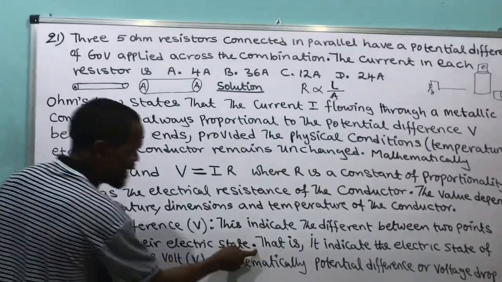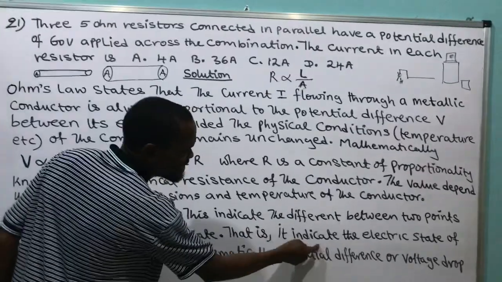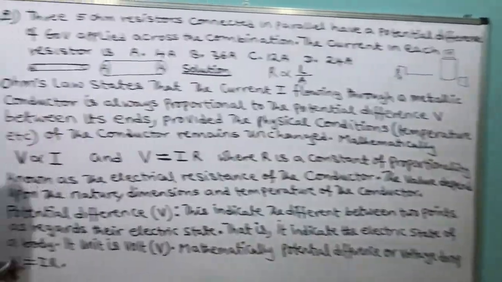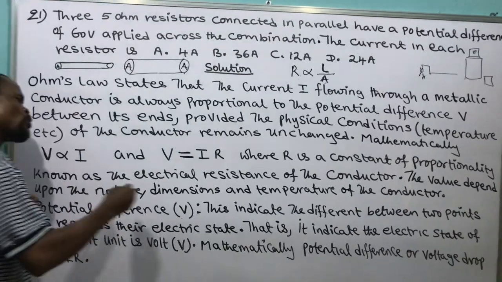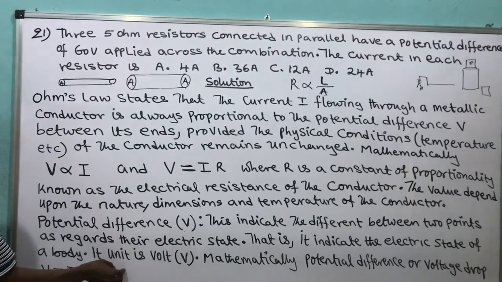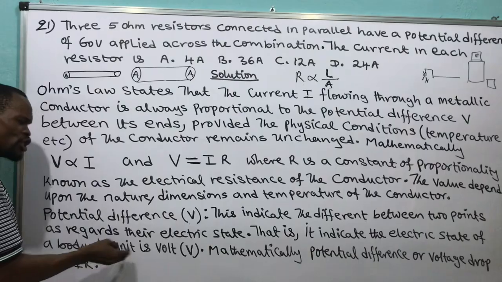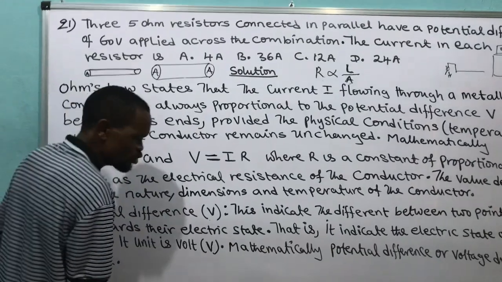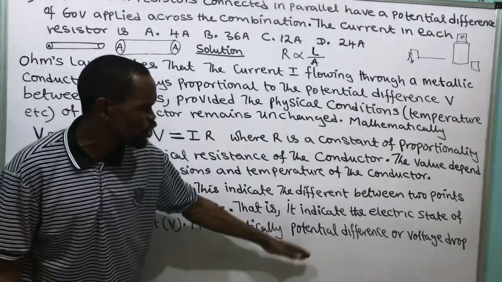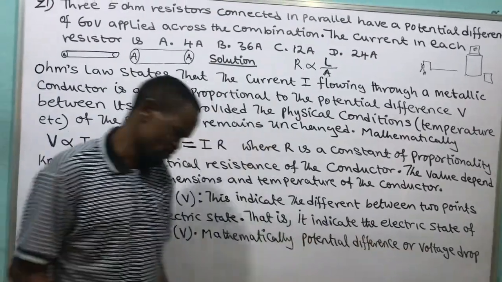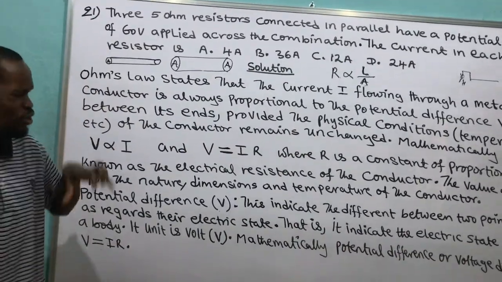Then when I come back here, I say full stop. It indicates the electrical state of a body. The electrical state of a body is indicated by potential difference, and its unit is the volt. Mathematically, I call potential difference the voltage drop. When we say potential difference, we are talking about voltage drop.